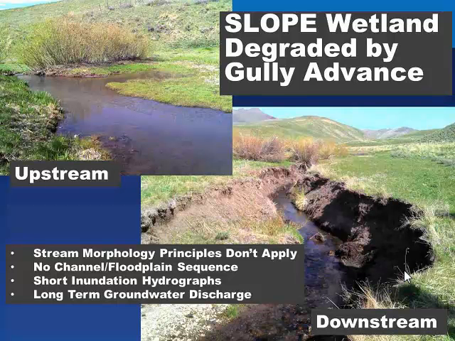This is what a slope wetland looks like in Box Elder County, Utah, and we have an upstream shot of a slope wetland. We've got actually a water course here. This is spring flow flowing out of this wetland site, and we don't really have any landscape distinction between the channel and a floodplain. This is just all one single landscape position dominated by groundwater discharge. And downstream we have a gully advance moving up into that wetland.